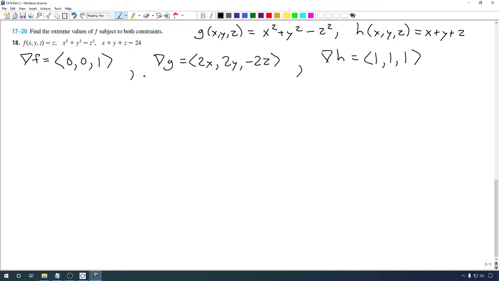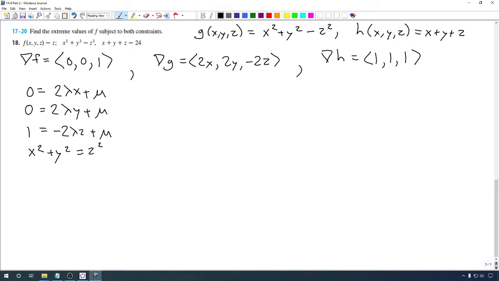Again, this gives us 5 equations. Well, 3 of them come from our gradients. We have the first component here, 0 is equal to lambda times the first component of g, plus mu times the first component of h. We again have 0 equals 2 lambda y plus mu. And we have 1 is equal to negative 2 lambda z plus another mu. And we attach that to our two constraints. x squared plus y squared equals z squared. And x plus y plus z equals 24.